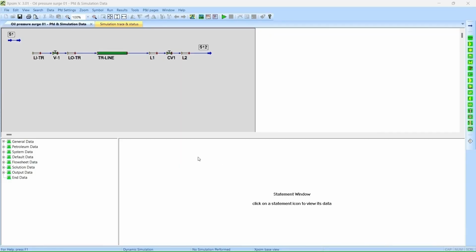The Xpsim simulation application is started and the input file is open. The process flow diagram window shows the main pipeline TR line, with the feed and input lines which include 2 control valves. Let's have a look at the input statements.